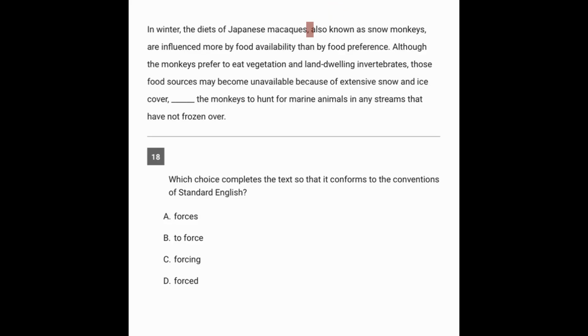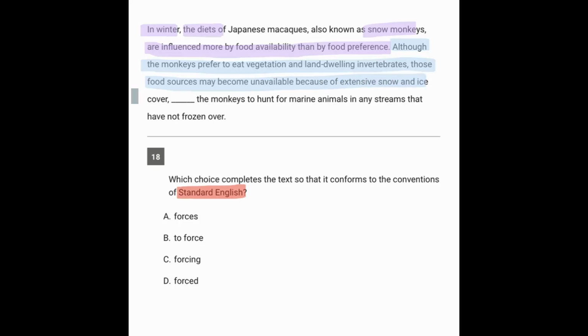Now going to question 18, reading the prompt, we can see that this is a grammar question. And let's go ahead and start reading with an eye toward grammar. In winter, the diets of these snow monkeys are influenced more by food availability than by food preference. Although the monkeys prefer to eat vegetation and land-dwelling invertebrates, those food sources may become unavailable because of snow and ice cover, forcing the monkeys to hunt for marine animals in any streams that have not frozen over.